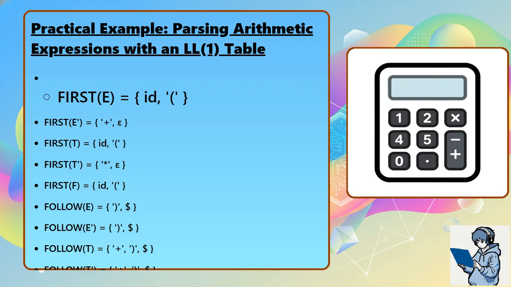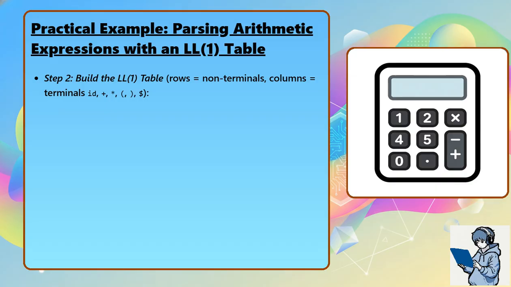Follow of E is close parenthesis or end of input. Follow of E prime is close parenthesis or end of input. Follow of T is plus or close parenthesis or end of input. Follow of T prime is plus or close parenthesis or end of input. Follow of F is star or plus or close parenthesis or end of input.